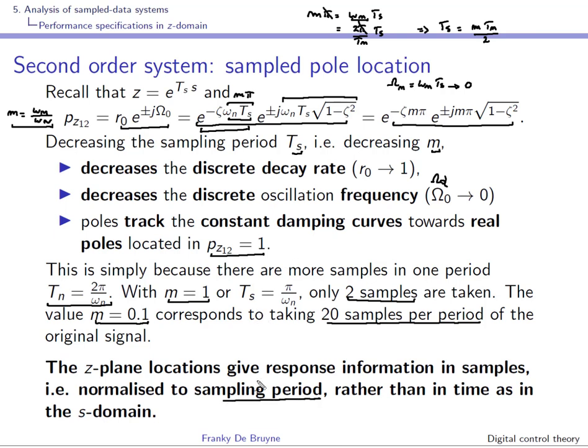As you can see over here in the Z domain, everything is normalized to the sampling period, so you see everything in samples, whereas in the S domain you see everything in time, right? And this explains why when ts is tending to a small number, well, the natural frequency goes down. We see everything in terms of samples, and we'll illustrate this in an example right now.